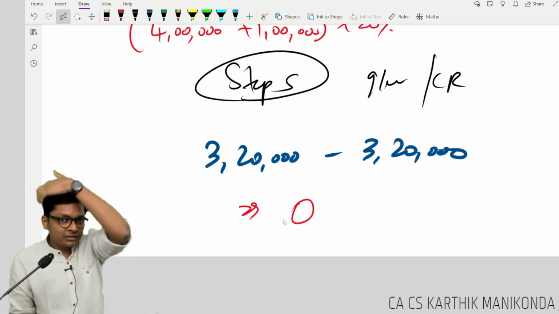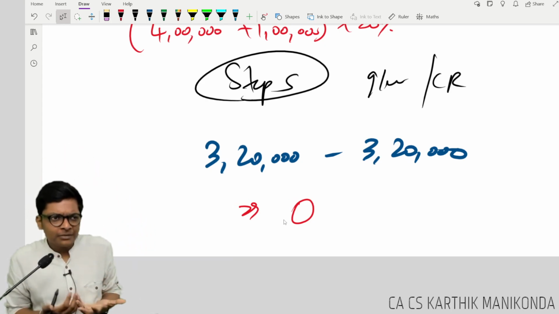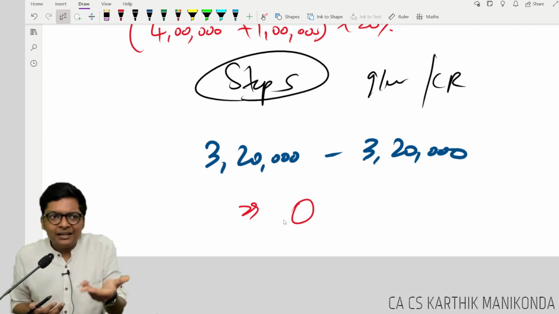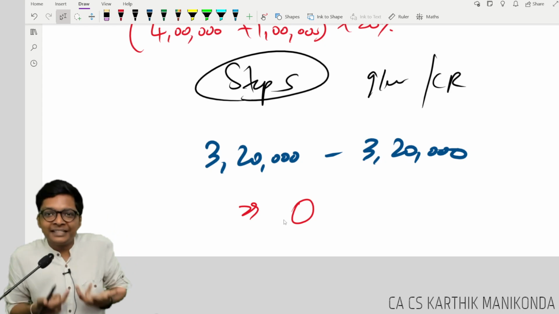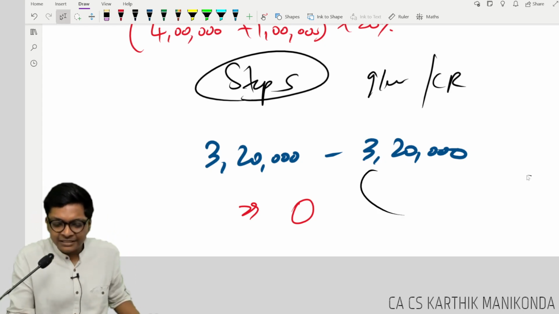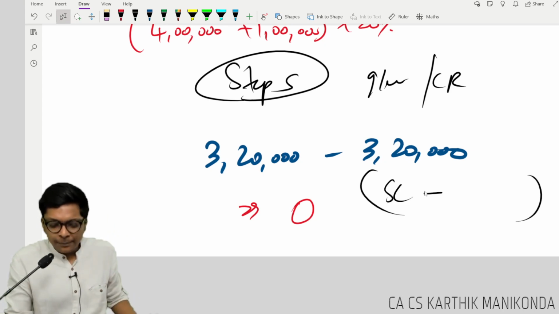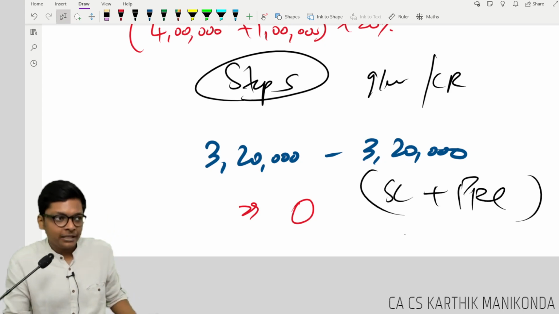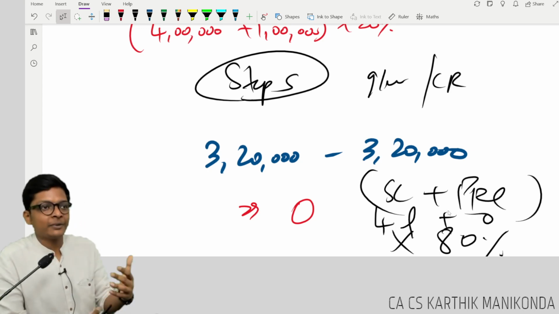How many of you got 0? How many of you got some answer? So in this sum what you paid against what you got is the same. Remember, in so many examples we didn't get goodwill or capital reserve, so nothing to be done. Sir, I want to compute here itself instead of using the magic table. How to compute? Share capital plus pre into 80%. Share capital is 4 lakhs, pre is 0, into 80%. Are you following, guys?